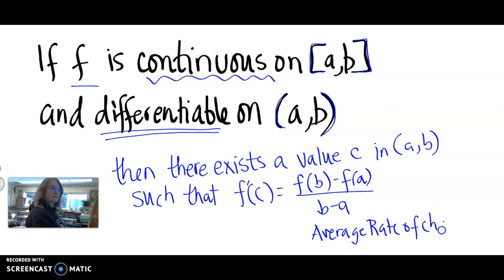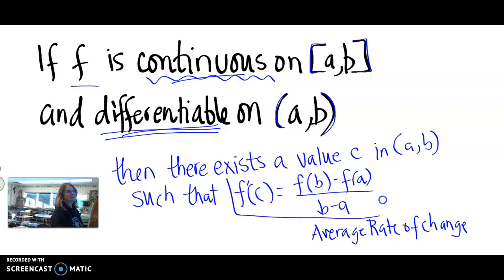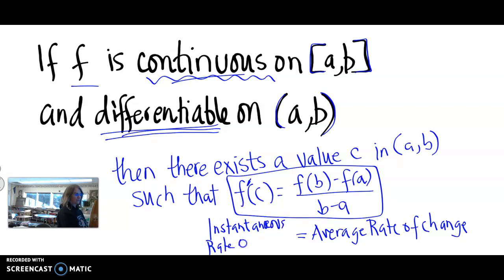So the mean value theorem, if these conditions are met, that it's continuous on the closed interval [a, b] and differentiable on the open interval (a, b), guarantees that this will be true for at least one value of c in the interval from a to b, saying that the average rate of change will equal the instantaneous rate of change, which is what our derivative gives us, for at least one value of c.